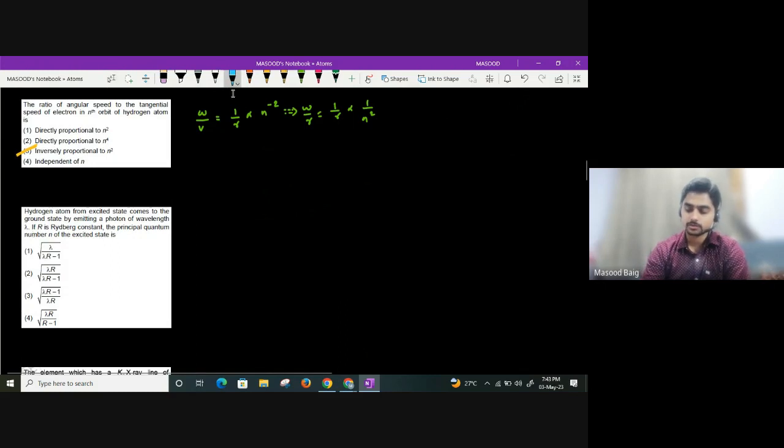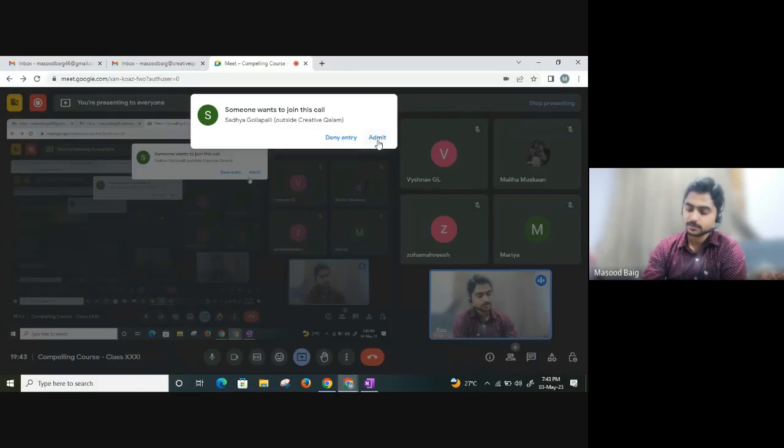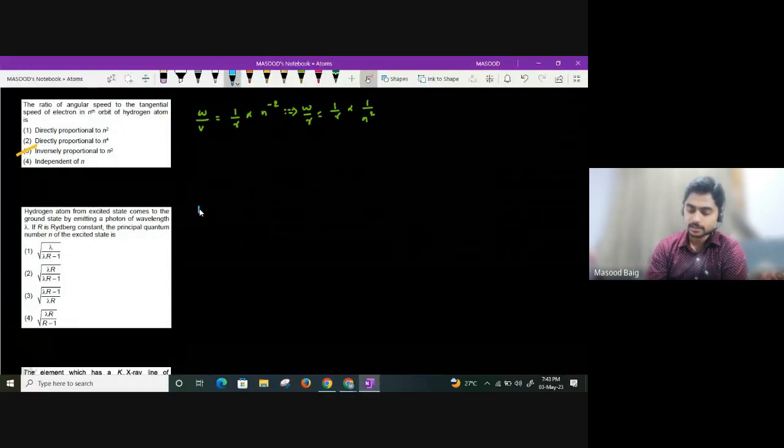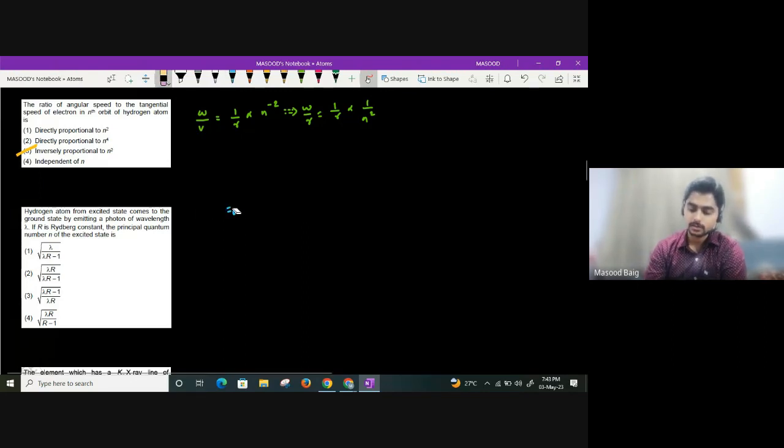Let us talk about the next question. A hydrogen atom from an excited state comes to the ground state by emitting a photon of wavelength lambda. If R is the Rydberg constant, find the principal quantum number n of the excited state, they are saying. So from some excited state, it is coming to which state, beta? Ground state. So what can I write? En minus E naught. Yes or no? The energy of the photon emitted or absorbed will be the change in the energies of the different energy levels.